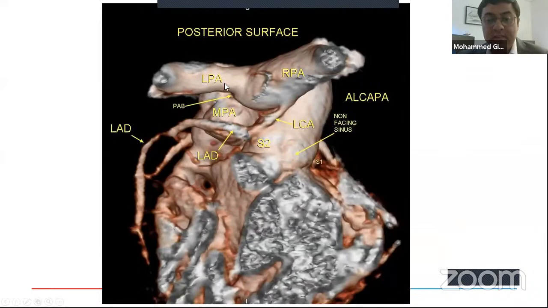As you see here, this VRT or volume rendered image shows the abnormal origin of the ALCAPA from the mid RPA. We are now looking from the posterior, so this is the RPA here, and this one the LPA, left coronary artery. The left coronary artery arises from the RPA supplying the LAD and the LCX. LCX shown here.